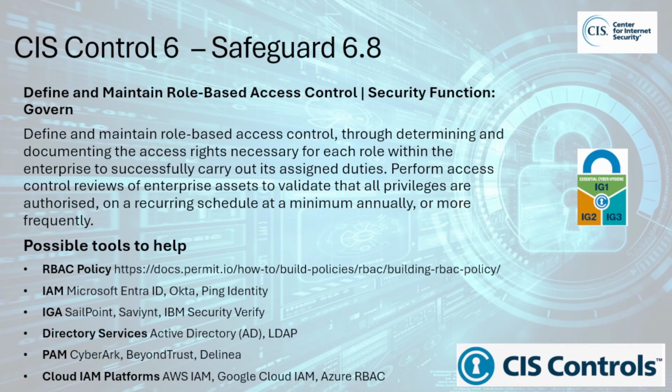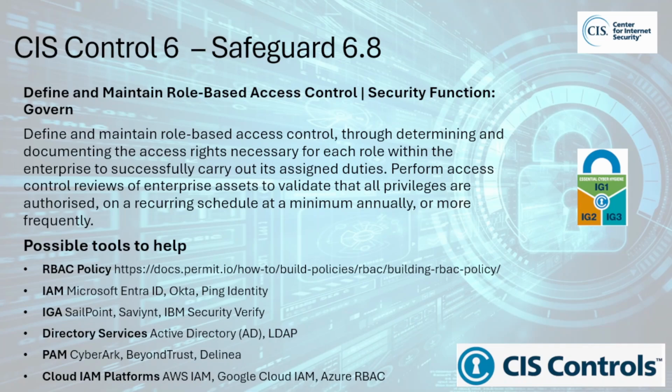Possible tools to help include an RBAC policy. This defines how access permissions are assigned to roles rather than individuals and the governance around it. There's a link provided to a site that has a sample RBAC policy that you can use. IAM tools such as Entra ID, Okta, Ping Identity help define and enforce roles across applications and systems. IGA tools such as SailPoint, Saviynt, IBM Security Verify help manage role definitions, approvals, access reviews, and compliance reporting.